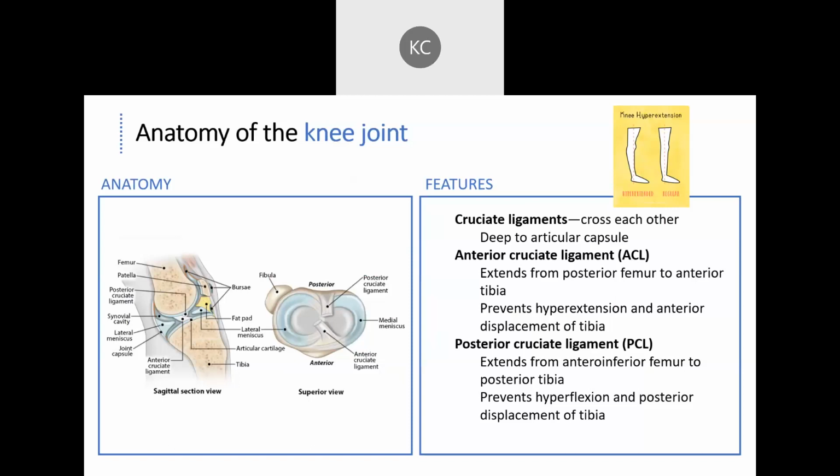The PCL is preventing posterior displacement of the tibia relative to the femur. So it's preventing hyperflexion. So it's preventing the tibia from moving too far posteriorly relative to the femur. So some type of trauma when the leg is flexed may cause the PCL to become damaged, right?